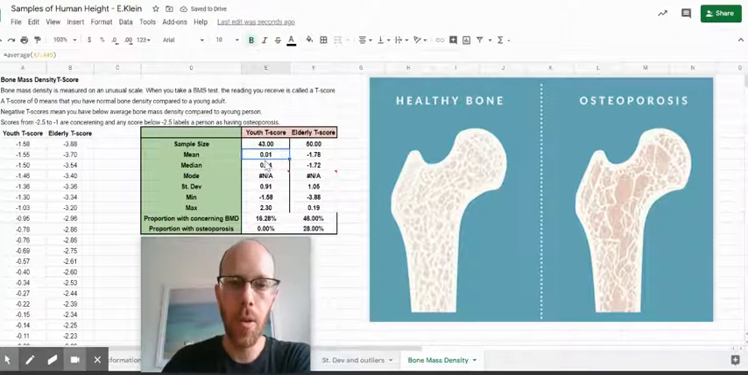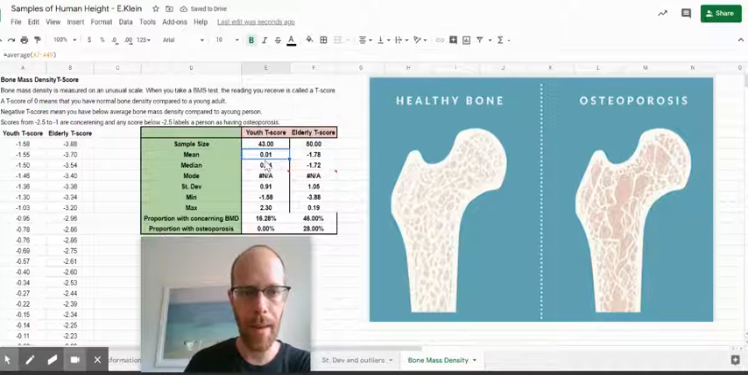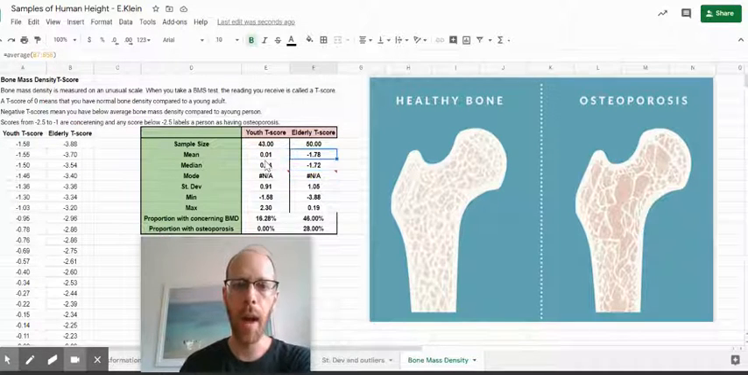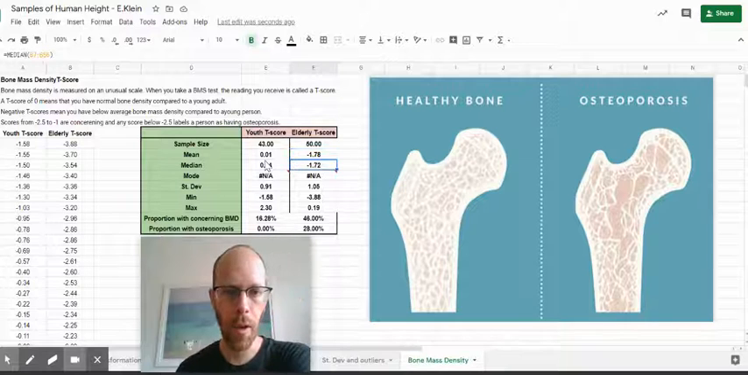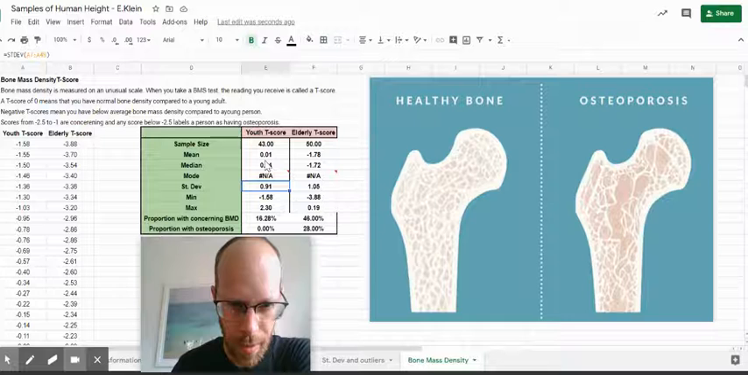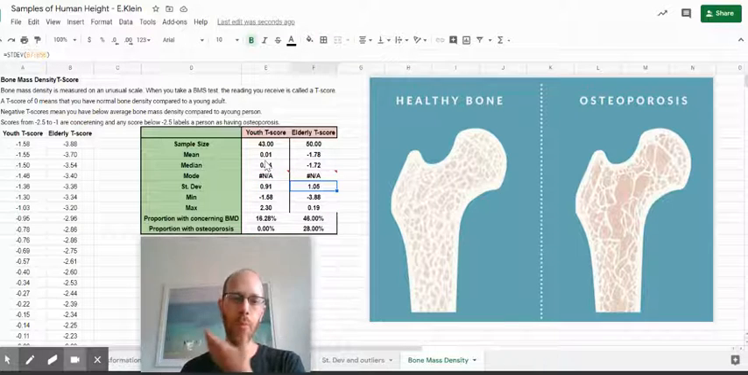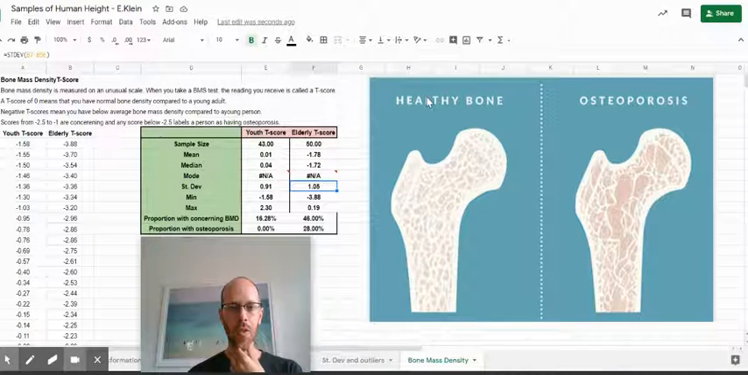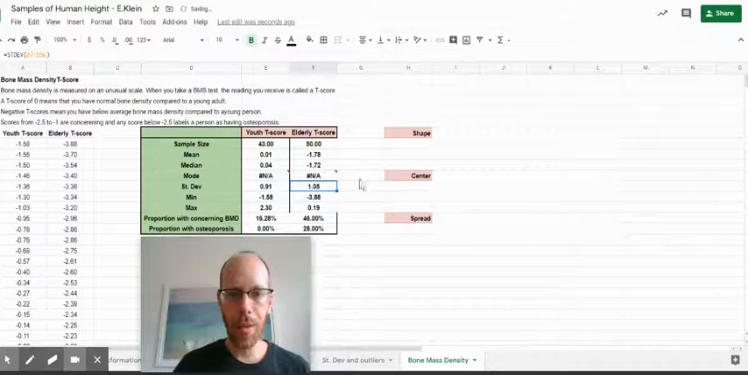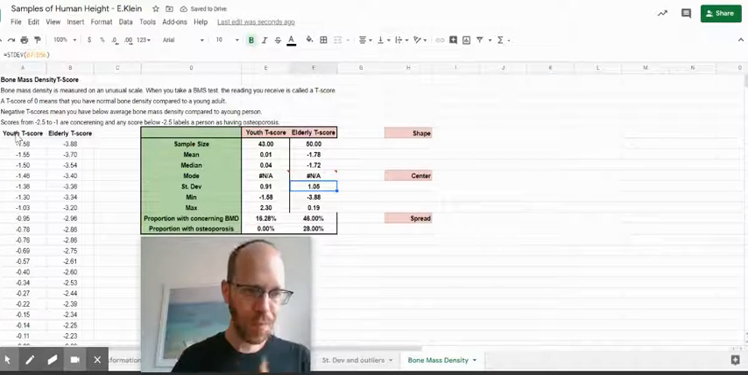All right, so let's look at these data. What do we get out of them? Well, you can see that the measures of center are much more negative for the elderly patients. And then you can see that the standard deviations or the spreads are relatively similar. All right, let's look at some graphs.